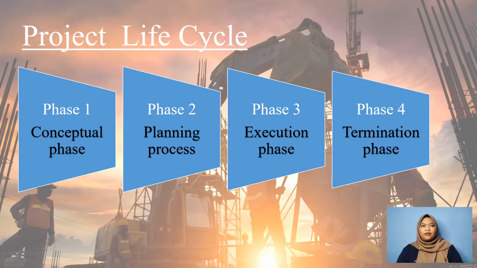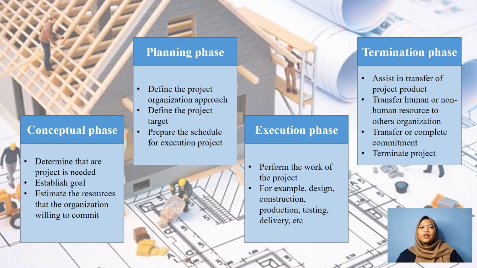Phase 2, planning process. Phase 3, execution phase. Phase 4, termination phase. Conceptual phase determine that a project is needed, establish goal, estimate the resources that the organization willing to commit. Second, planning phase define the project organization approach, define the project's target, prepare the schedule for execution project.